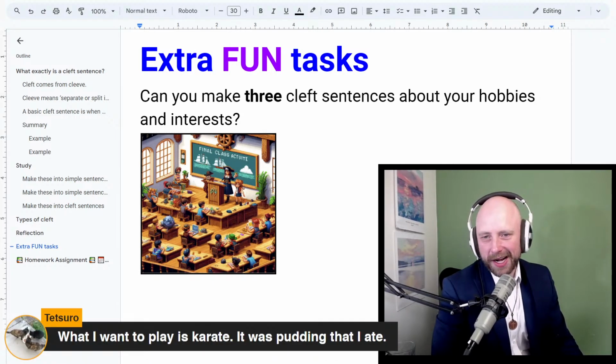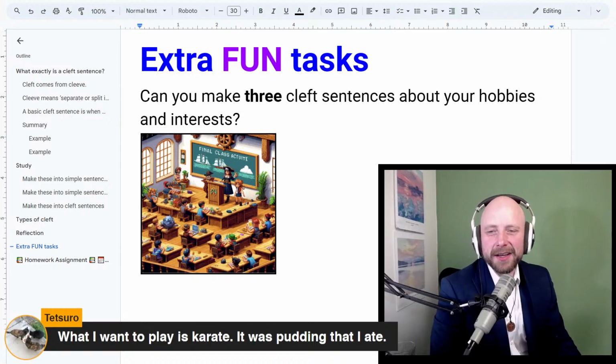What I want to play is karate. What I want to play? I think play is not quite the right word for karate. We're going to play karate. What I want to do is karate.